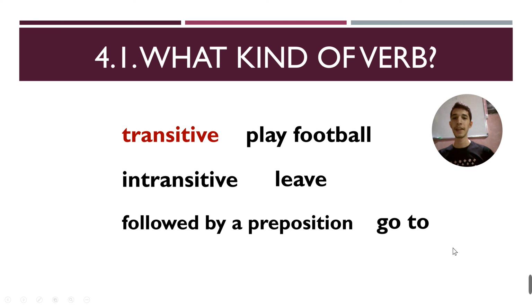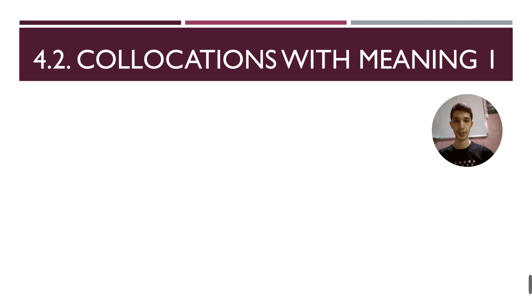Okay. The next thing is to find out what kind of verb the word heed is. And the answer is that it's a transitive verb. And that means it takes an object. So after heed, there needs to be an object. After that, there are collocations with meaning one. And that's me making things even more complicated, right? No, it's just how you learn it.